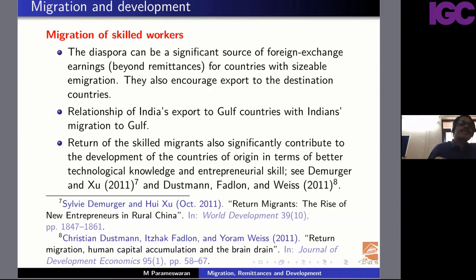Then another important thing is that return migrants also significantly contribute to the development of the countries of origin, because technically these high skilled people will go and work there for some time and they come back. So these return migrants are believed to be capable of contributing to growth and development of these countries of origin, because they may have improved their technology skills, entrepreneurial skills. There are some studies on these things.